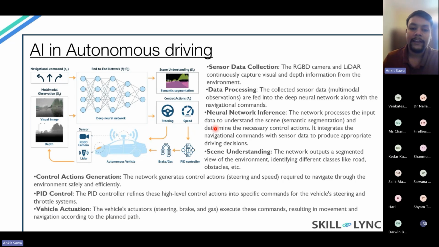This is done through PID controllers. The PID controllers refine these high level instructions received from the neural network into specific commands for the vehicle steering and the throttle system. Now the vehicle actuators, after receiving the PID control actions, decide on braking, accelerating, and steering, and execute the command that the neural network wants them to do. So this is how an entire cycle of an autonomous vehicle works based on the application of deep learning. I'll take a pause for you to just have a look at this diagram for once.